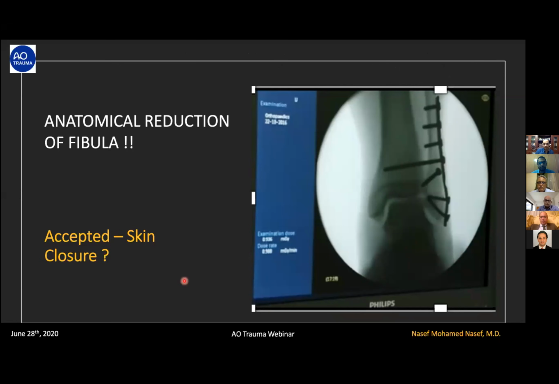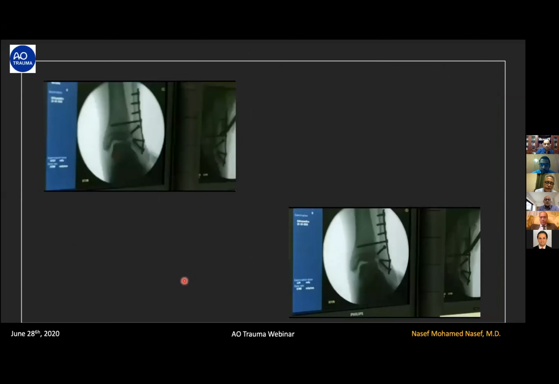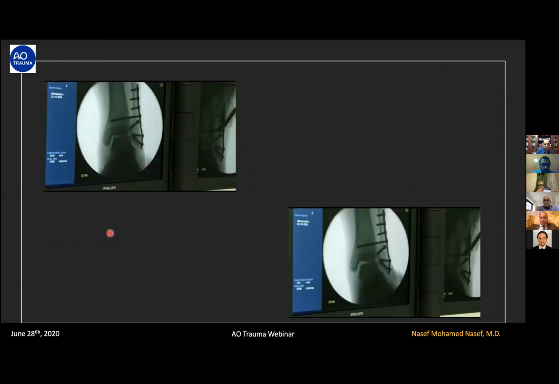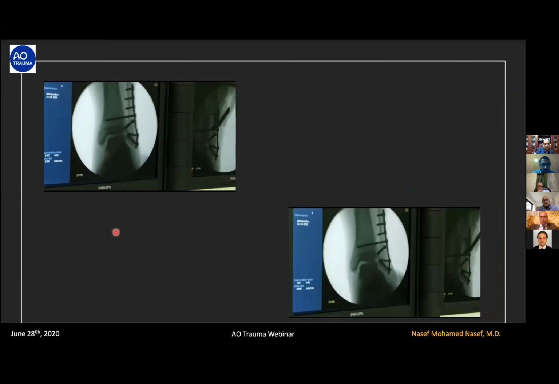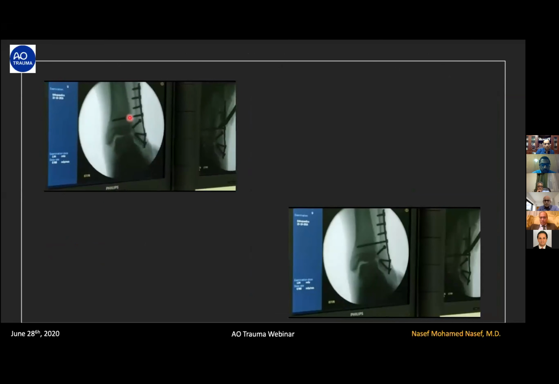Panel? Test the medial ligament first. Yes, I have to test the medial ligament. And actually, that is what I did. Now we can debate in this particular case, should I fix this now or shouldn't I? I have fixed the syndesmosis. Why do I need to fix the deltoid? And this is still debatable.